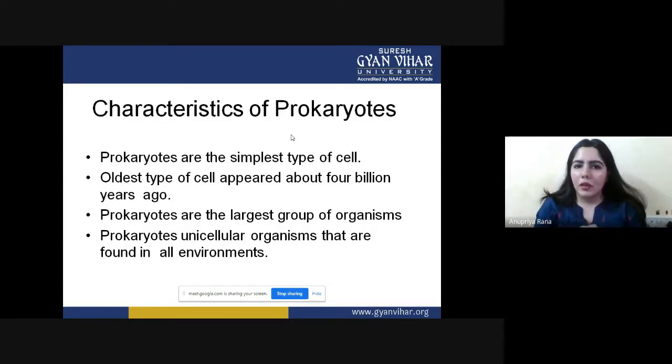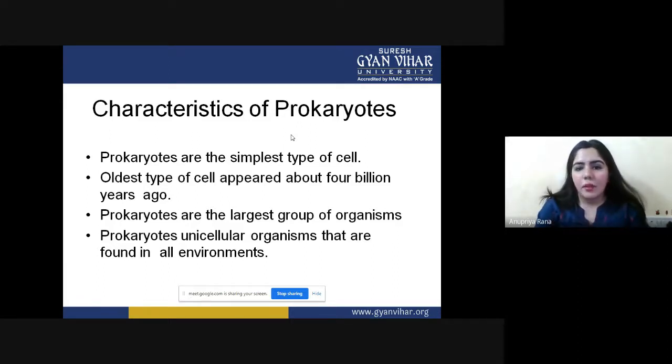So let's begin with the characteristic features of the prokaryote cell. Firstly, we will see what characteristics the prokaryote cell has. The first characteristic of prokaryotes is that they are the simplest type of cell. Any simple cell which has some basic characteristics, all the basic characteristics should be present in the prokaryote cell. So these are very simple kinds of cells.